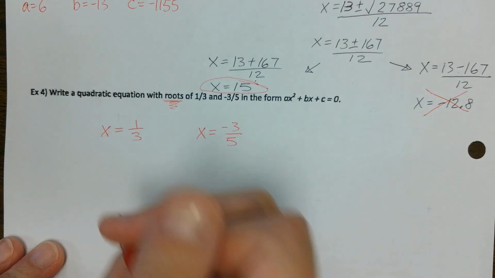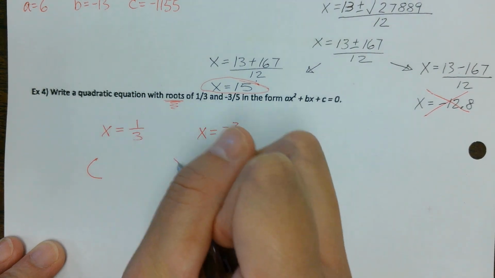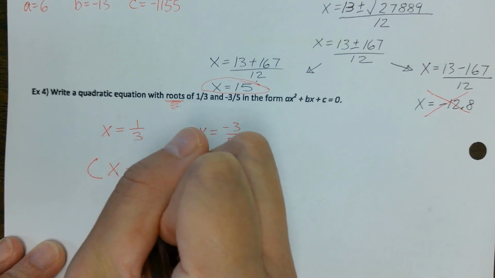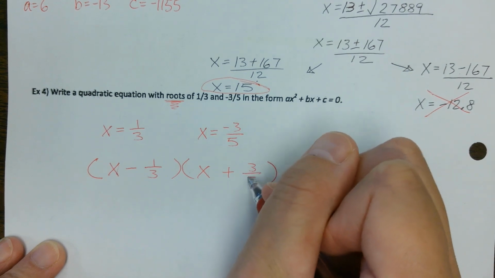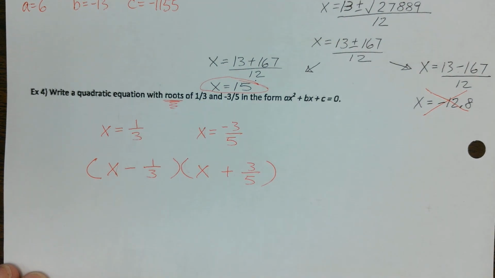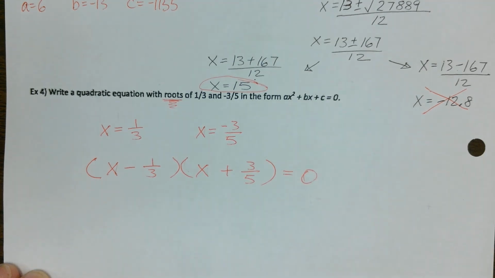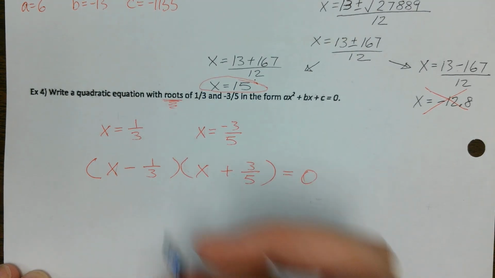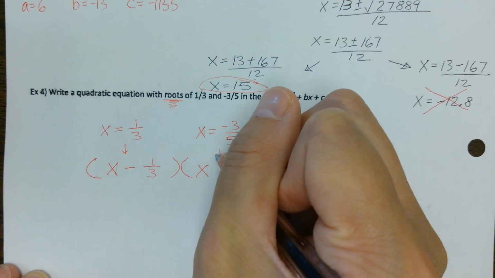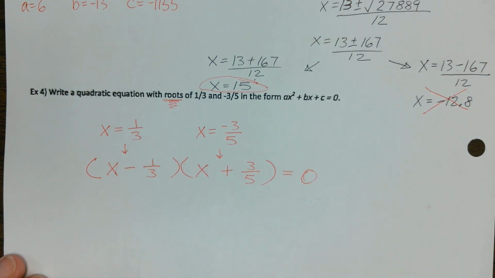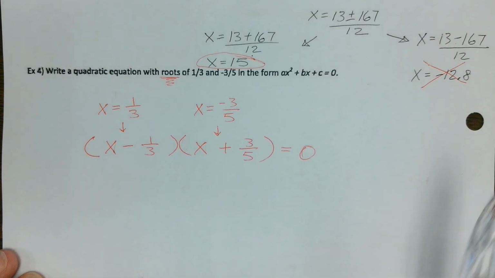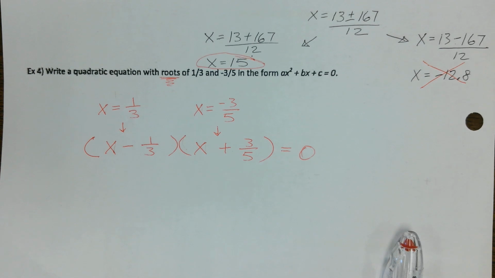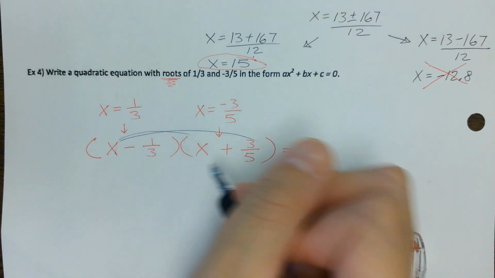All right. So if these are my two x-intercepts, that means I can rewrite these two brackets as x minus 1/3 and x plus 3 over 5, right? Equals 0. Okay, so we're doing the arrows backwards. It wants it in standard form. So I'm going to multiply each of these terms by doing FOIL.